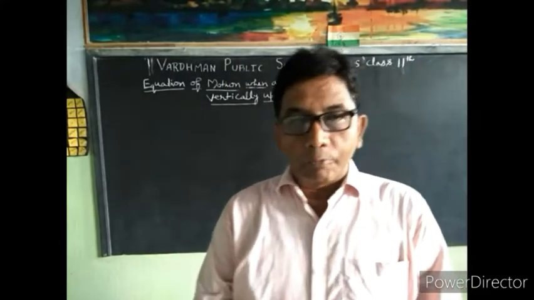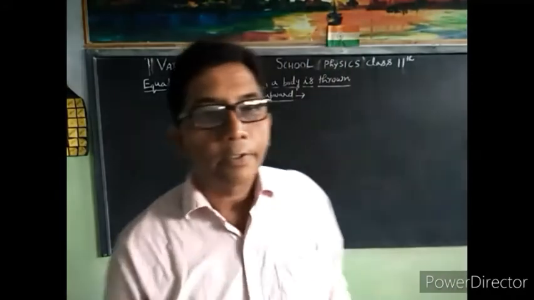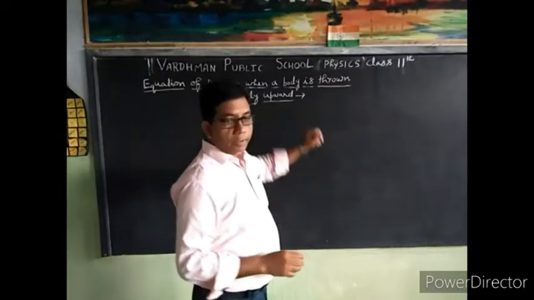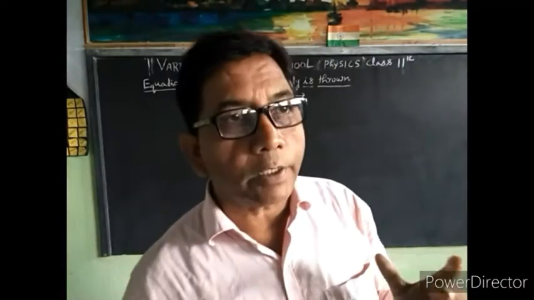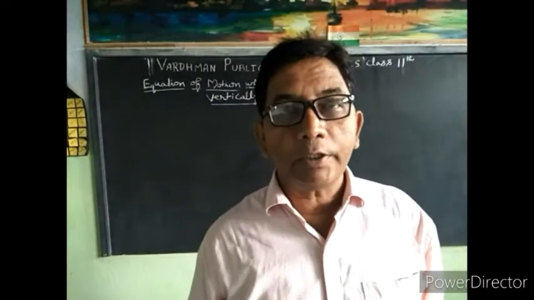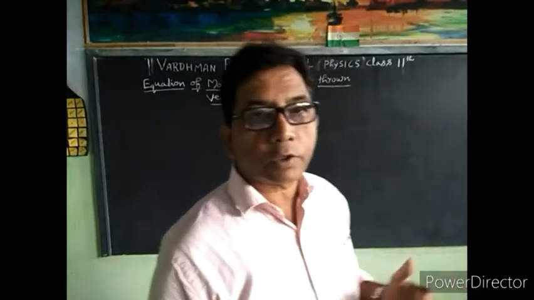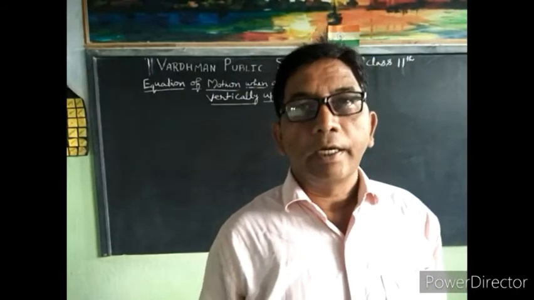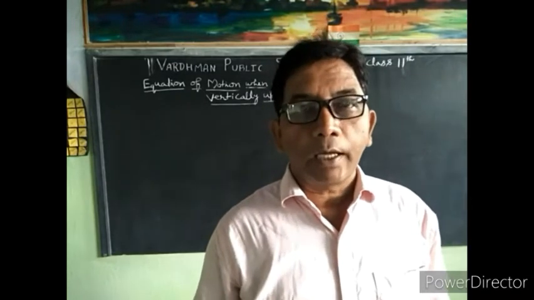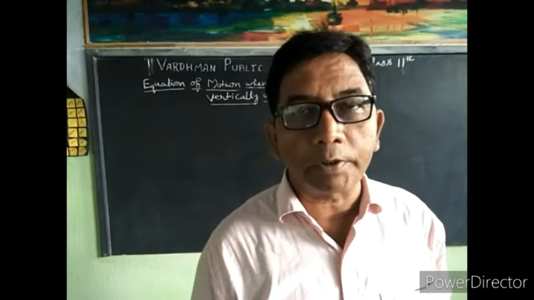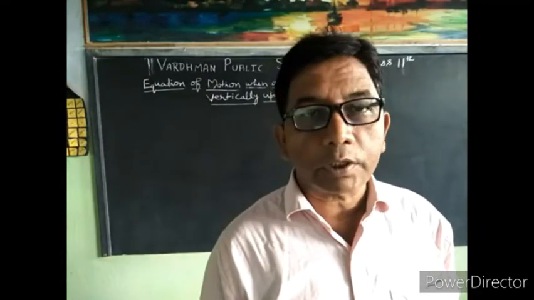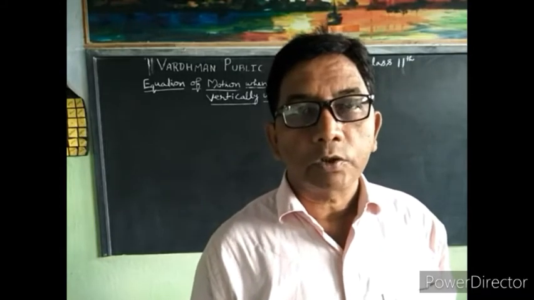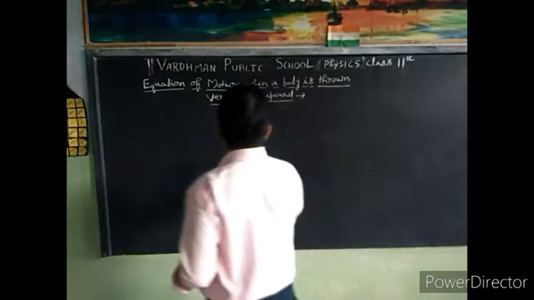Now we will discuss what happens when a body is thrown vertically upward. When a body is thrown vertically upward, the equations of motion change. Then the first equation becomes v equals u minus gt, the second equation becomes s equals ut minus half gt square, and the third equation becomes v square equals u square minus 2gh.